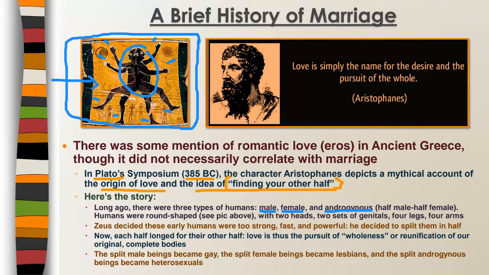However, because we had so many legs and arms and double the strength of today's humans, the god Zeus decided, no, these early humans are way too strong, fast, powerful. And so he said, I'm going to send down some lightning bolts to cut them in half. All right. So Zeus then cuts us in half, and we have the bodies that we now have today.